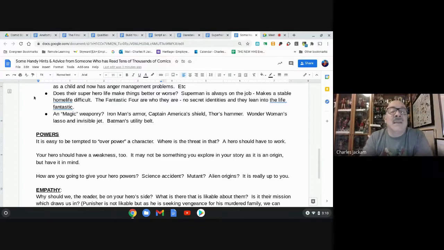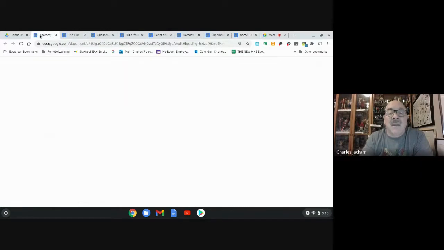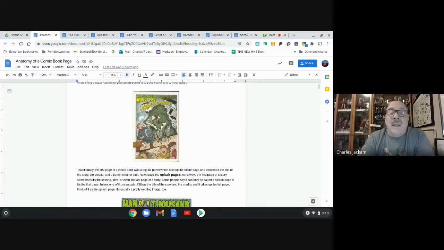Let's go back and see about the anatomy of a comic page. The first image you see here is a splash. A splash page is what we would call the title page of a book. It has literally the title, the credits, all the information you need to know about the story and who created it.